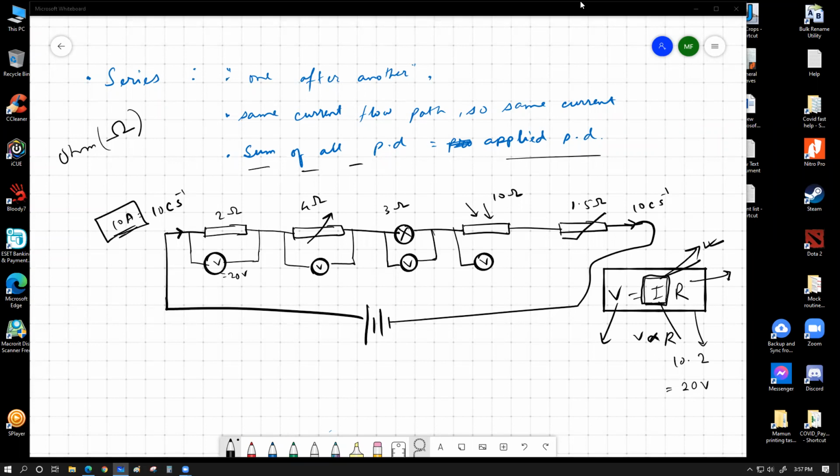Yes, Wasima, that's the correct response. This one is supposed to be 40. This one should give us a reading of 40 volt.